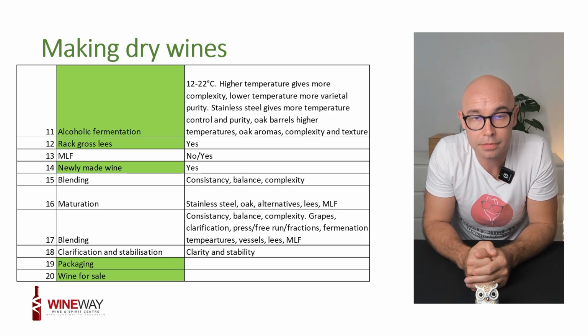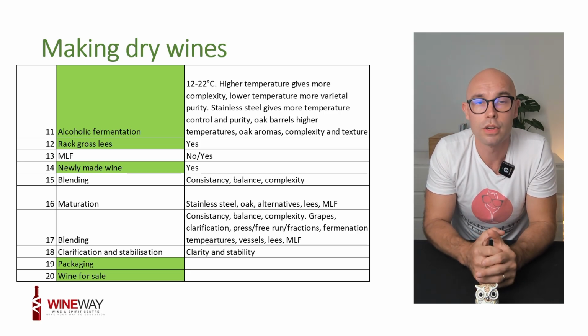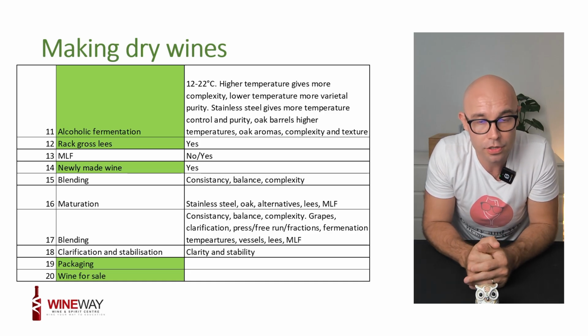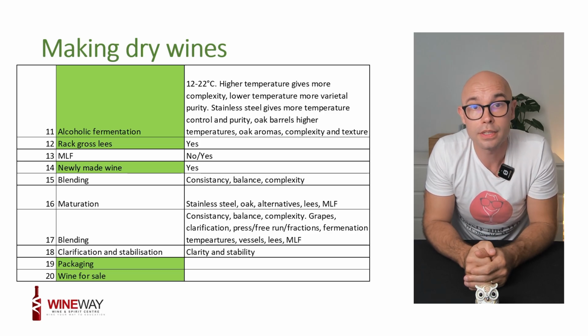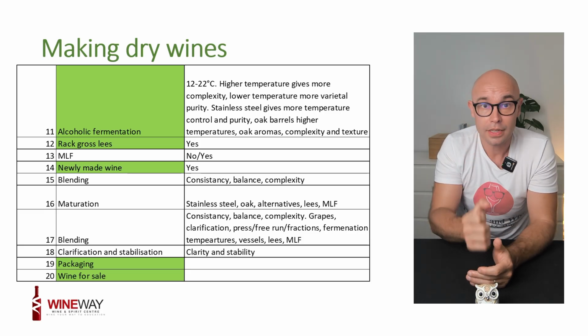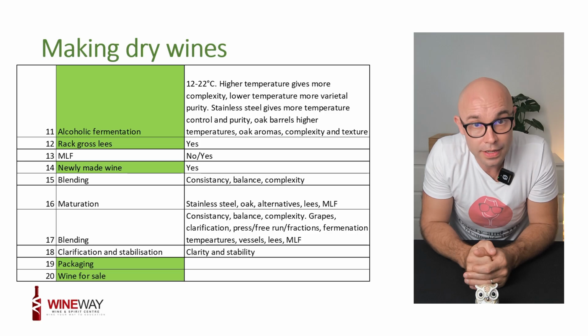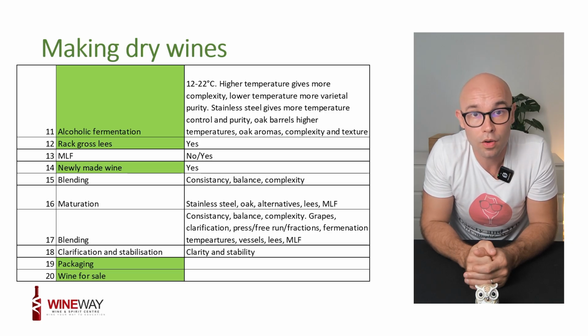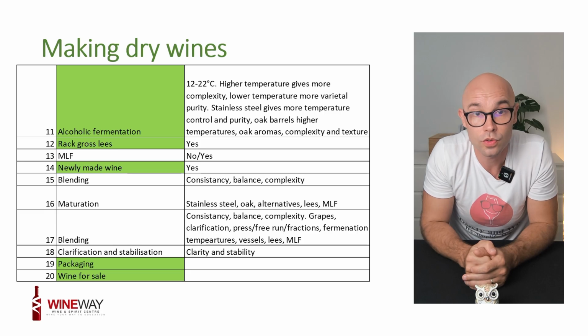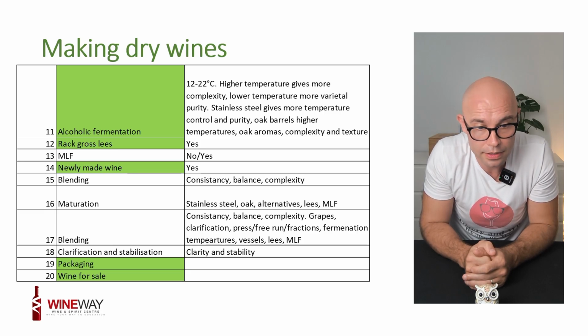Rack off gross lees, yes, mandatory in order for the wine not to get stinky, rotten cabbage, rotten egg aromas. Malolactic conversion, a super important step for white winemaking. It's a very important stylistic choice. Malolactic conversion is a process that softens the acidity, also gives the aroma of cream and butter, and also suppresses the aromatic character of the grape. So it's not really something that is used for aromatic grape varieties.